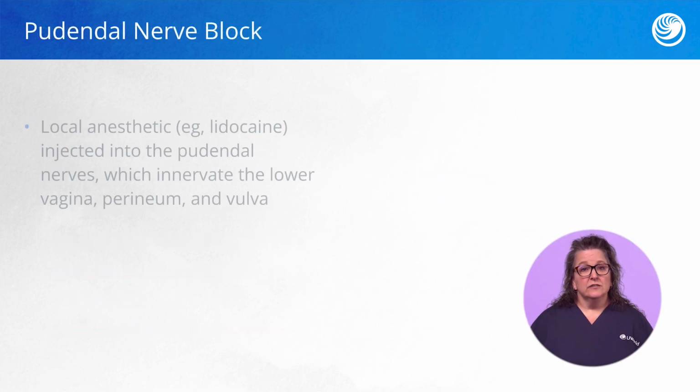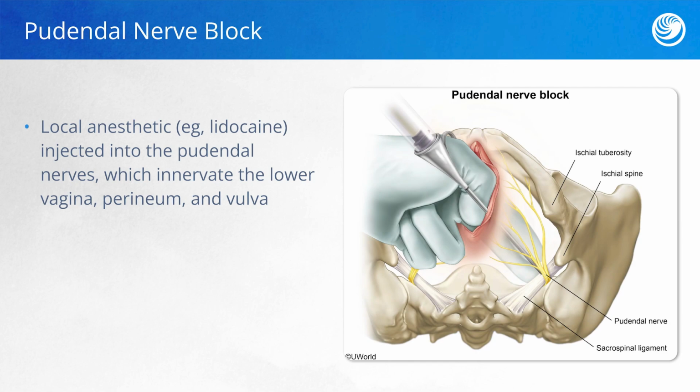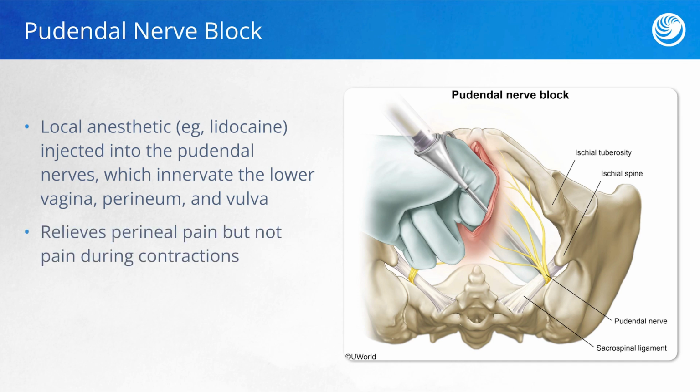Pudendal nerve block. Local anesthetic, like lidocaine, is injected into the pudendal nerves, which innervate the lower vagina, perineum, and vulva. You can see this demonstrated in the image. This is administered late during the second stage of labor, just before birth. It can also be used for the use of a vacuum or low forceps for delivery and an episiotomy repair. This relieves perineal pain, but not pain during contractions. We want to ensure that the client understands the procedure and do all the regular maternal and newborn assessments after delivery.